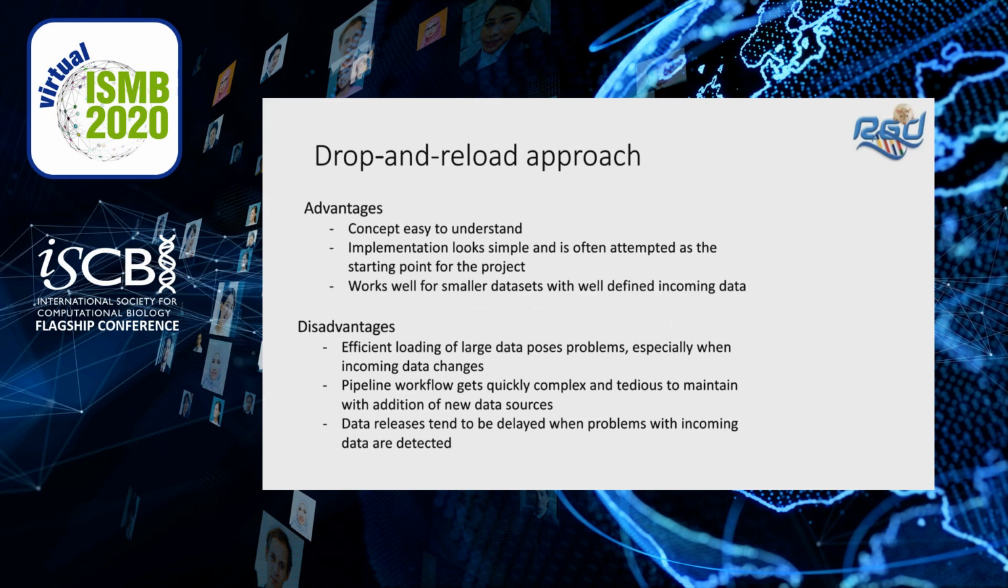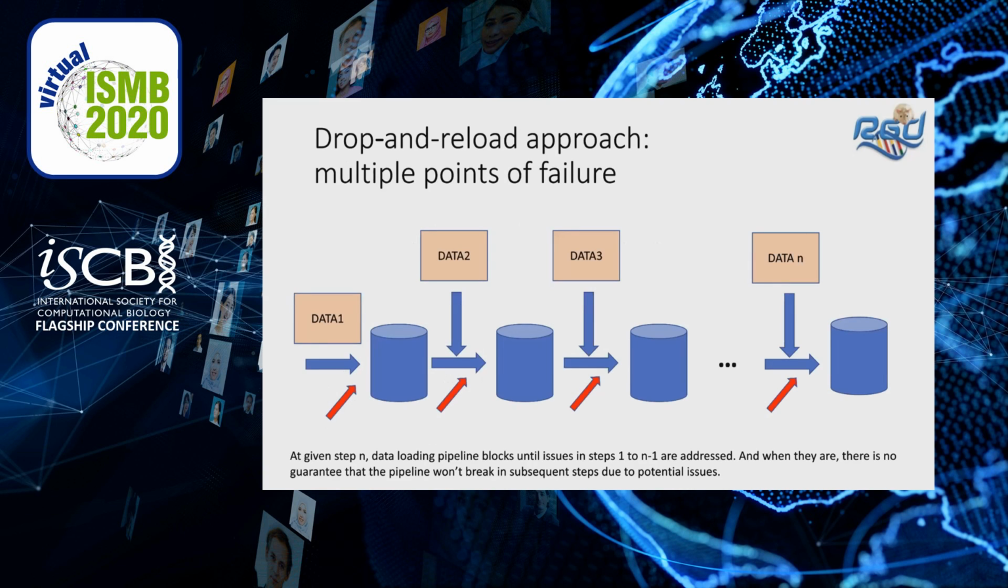The drop and reload concept is easy to understand and implement, good for starter projects, but eventually, when data sets grow, the workflows become increasingly more complex and a bigger IT team is needed, especially for data releases. An example of a typical problem with drop and reload is multiple points of failure, represented by red arrows. Since the drop and reload process is sequential in nature, if any of the data loading pipelines breaks, the loading is blocked until the issue is addressed. The data store is partially populated at that time.